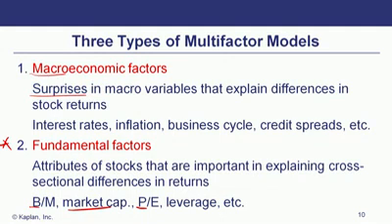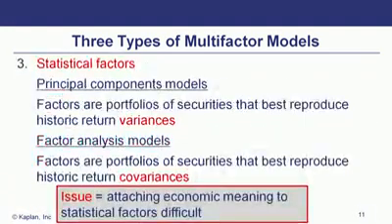So fundamental factors, they're also called microfactor models, right? So macro deals with macroeconomic variables. Micro deals with firm-specific factors or attributes. Book to market, market capitalization, PE ratio, those types of things.